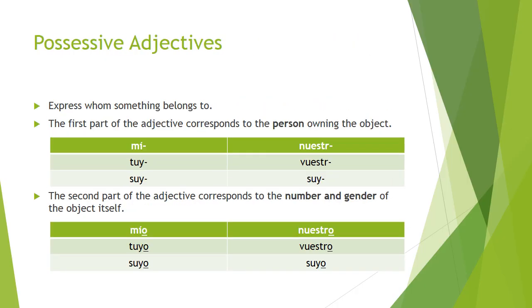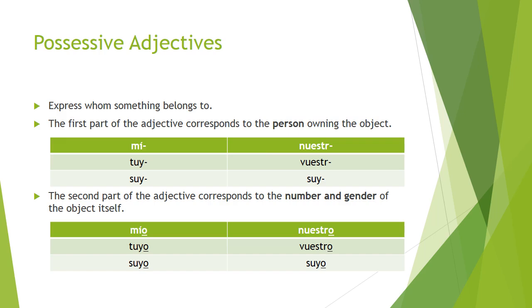Now for possessive adjectives. A possessive adjective expresses whom something belongs to, like this is mine, or that's yours. The first part of the adjective corresponds to the person owning the object. You use mi if something belongs to me, tu if something belongs to you, su if something belongs to him or her, nuestro if something belongs to us, vuestro if something belongs to y'all in Spain, and su if it belongs to them.